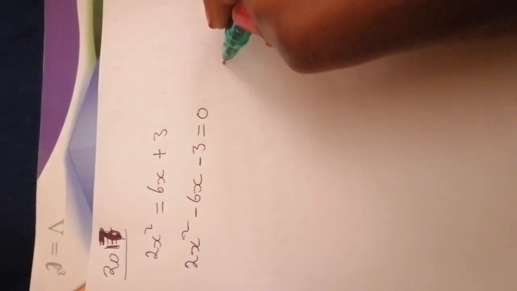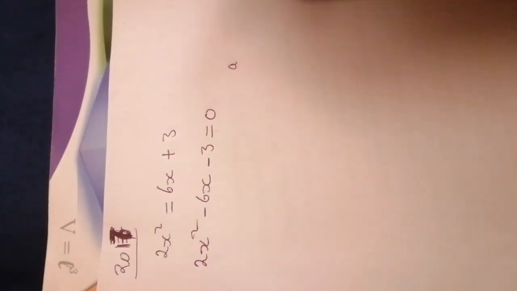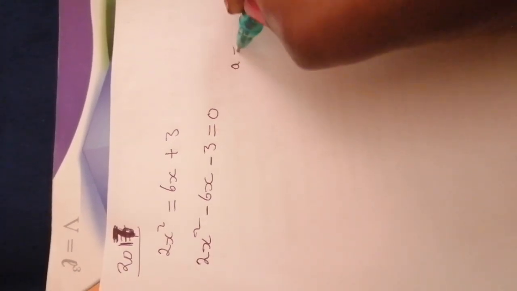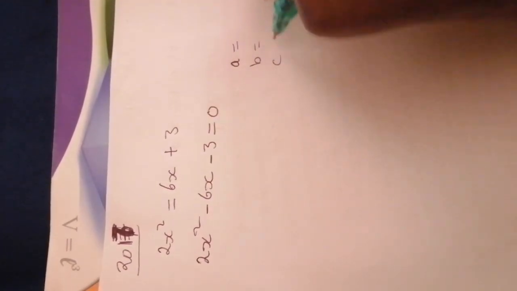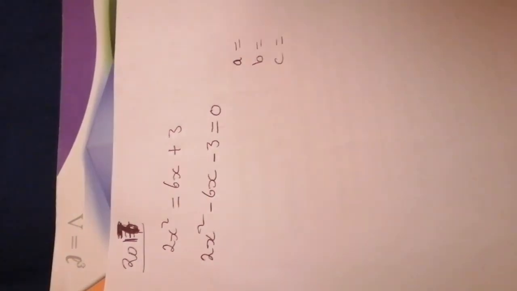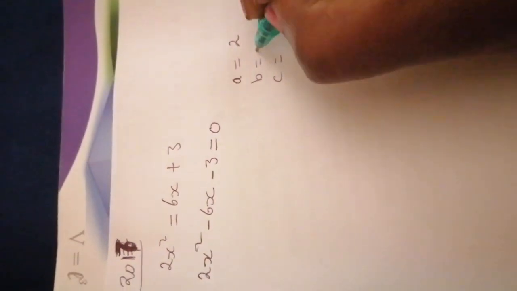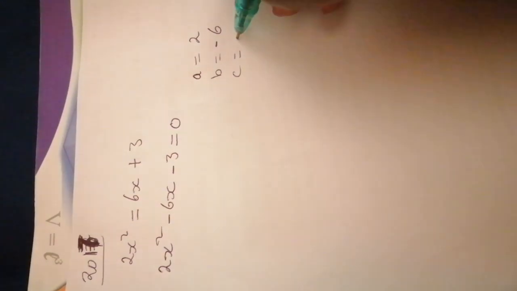Then we need to identify the value of a, b, and c. So our a is 2, the coefficient of x squared. Our b is -6, the coefficient of x. Then the constant c is -3.